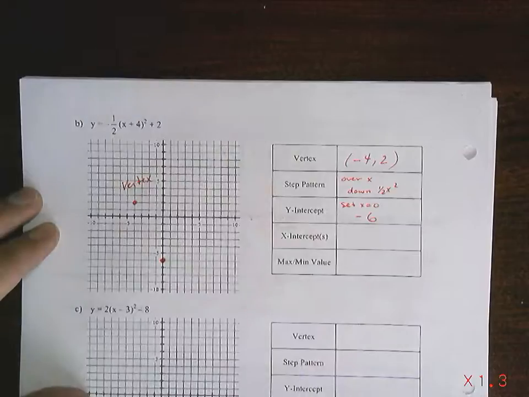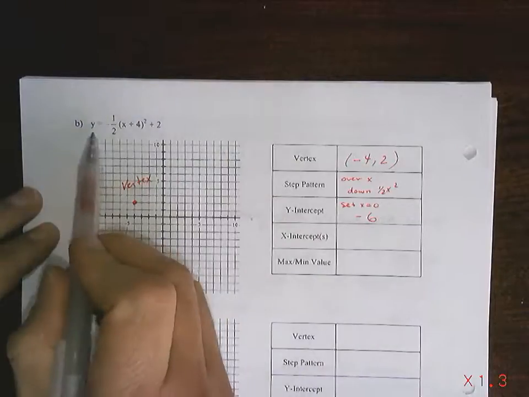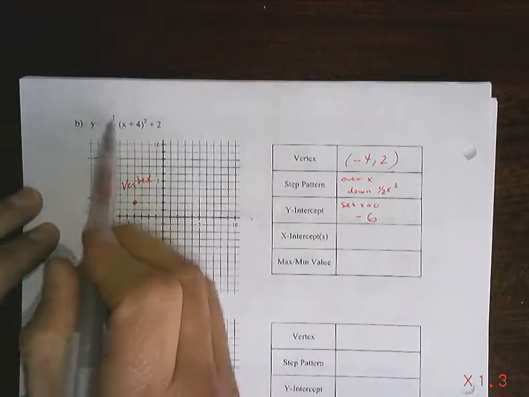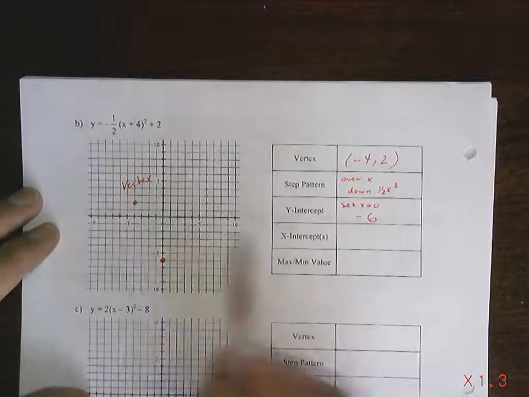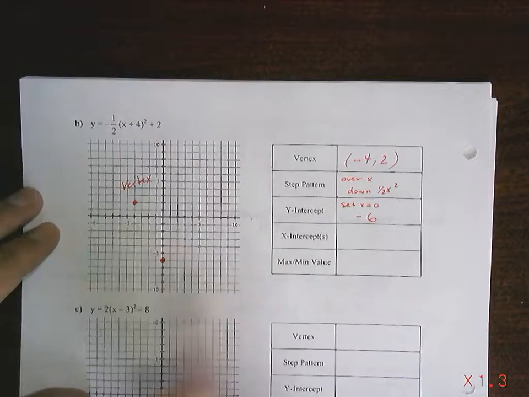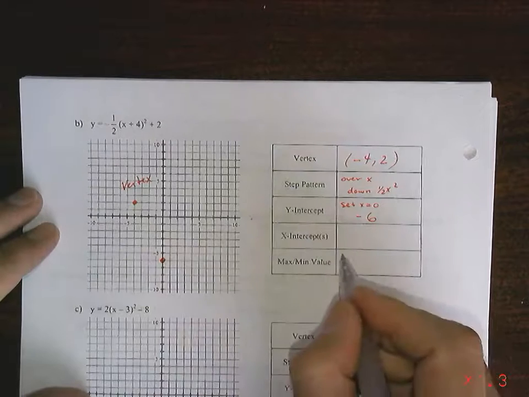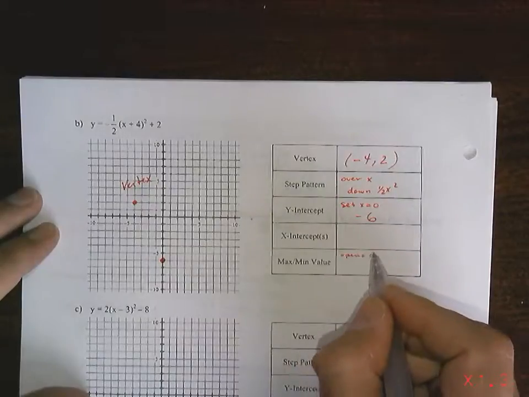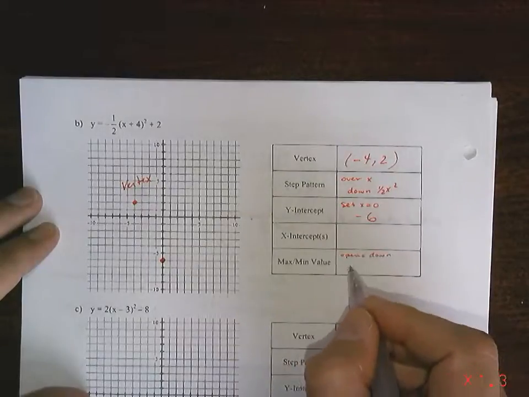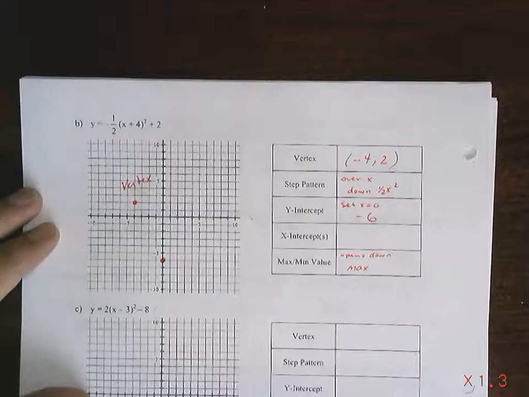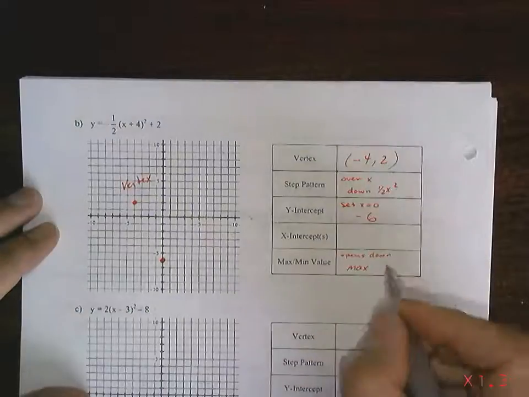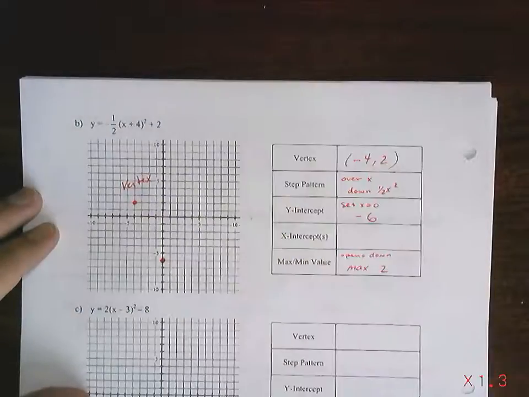My x-intercept, that's too hard to figure out with our mathematics. If I set this equal to 0, that's a hard equation to solve. So I'm going to leave that and graph it to be able to tell. Max or min, it opens down, so that means that it's a max. And its maximum value comes from the vertex. It's going to be a maximum value of 2.